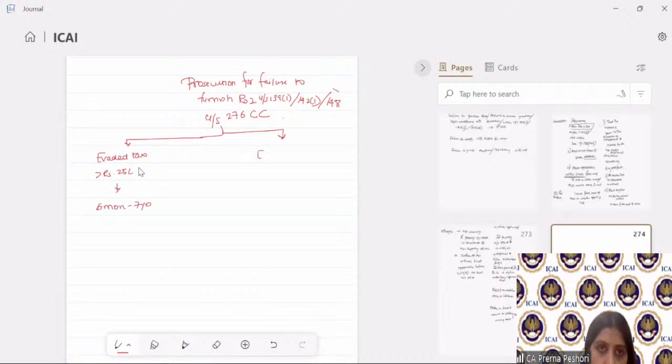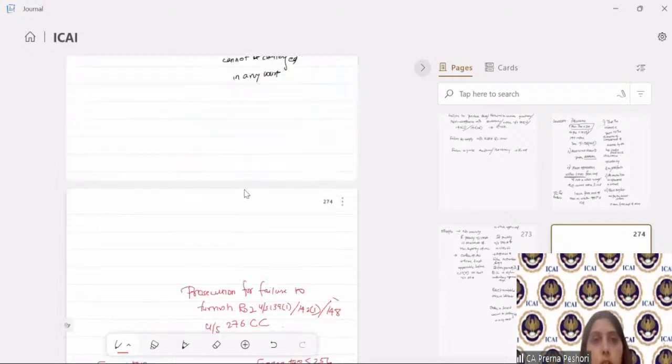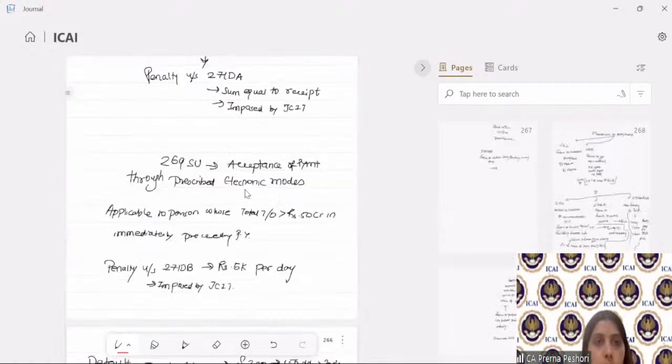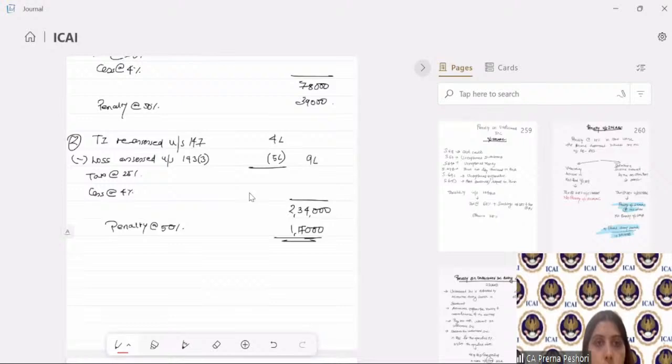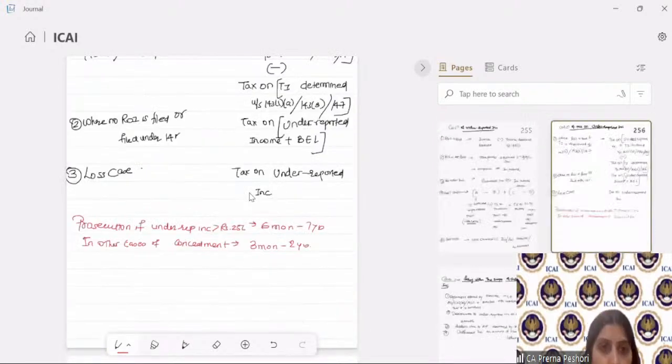And less than 25 lakhs, it is going to be 3 months to 2 years. So similar to your underreporting. I think on underreporting, we have mentioned it as income, but it should be tax. If tax on underreporting income, this should not be underreporting income, but it should be tax on underreported income. Clear?